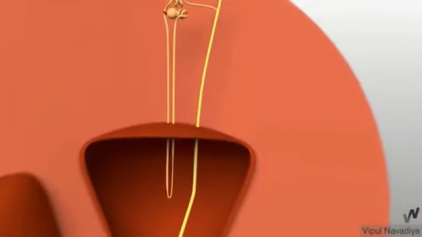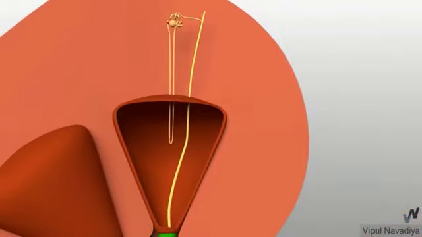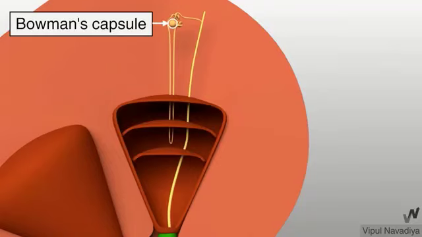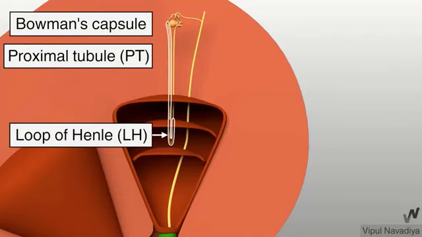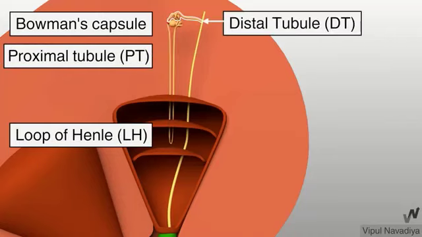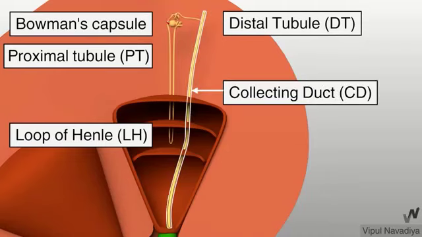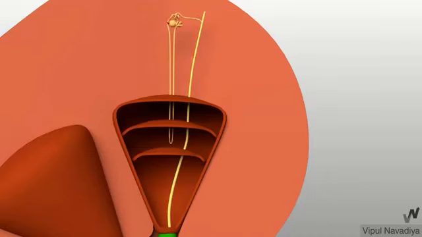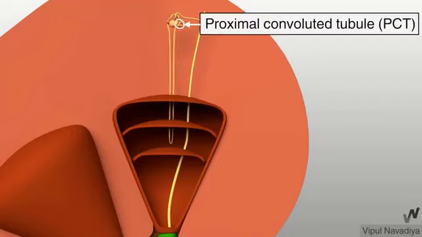Now we discuss the different parts of the tubular system. After the filtrate passes through the Bowman capsule, we start with the proximal convoluted tubule, loop of Henle, distal convoluted tubule, and the collecting duct. The glomerulus was discussed in the previous video. Now we discuss the tubular system, so we start with the proximal convoluted tubule.